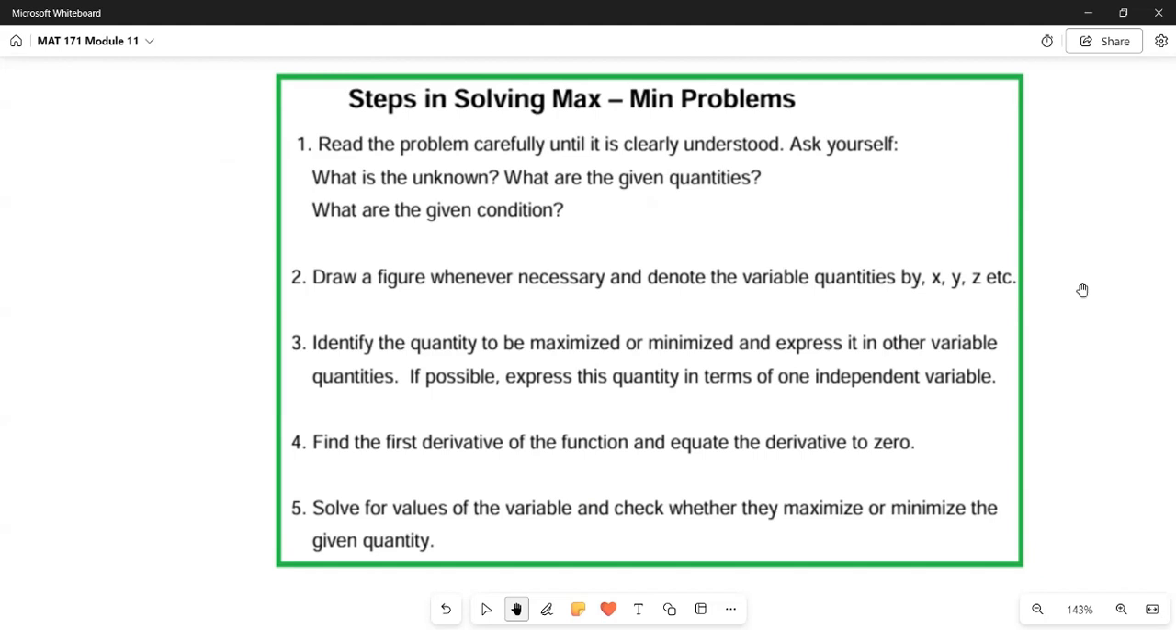And then after you construct the equation, our working equation, make sure that the equation is in terms of only one variable. Later we will show what we are saying in step 3.